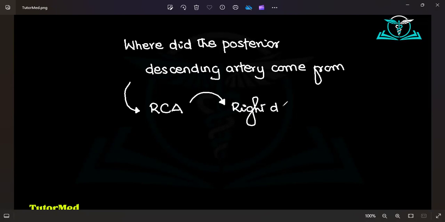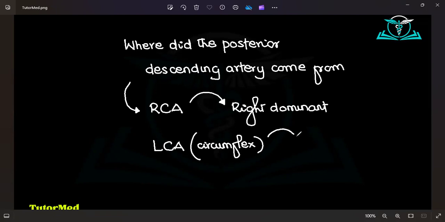Okay? If it came from the left coronary artery, and when I say the left coronary artery, specifically I'm talking about the circumflex artery, then your heart is described as what? A left dominant heart.